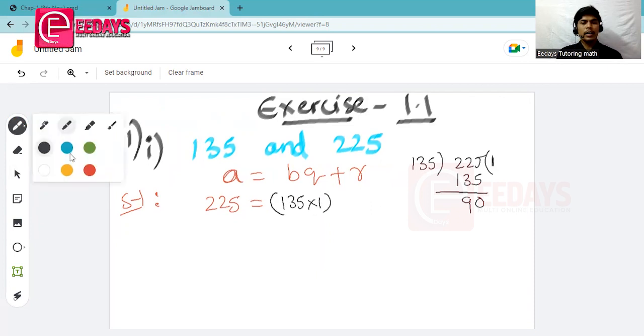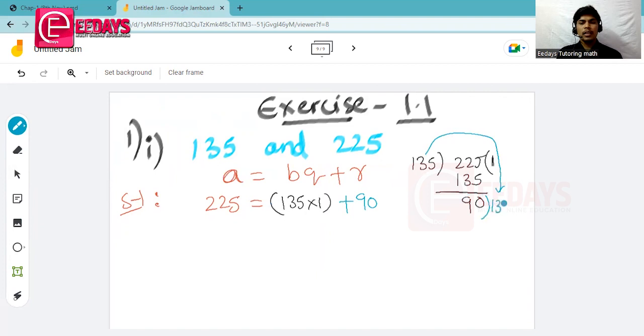135 into 1. And the remainder we got 90. Okay. Now the divisor comes here, like 135. I hope everyone understood. Now 90 in 9 table, is 135 in the 90 table there or not?